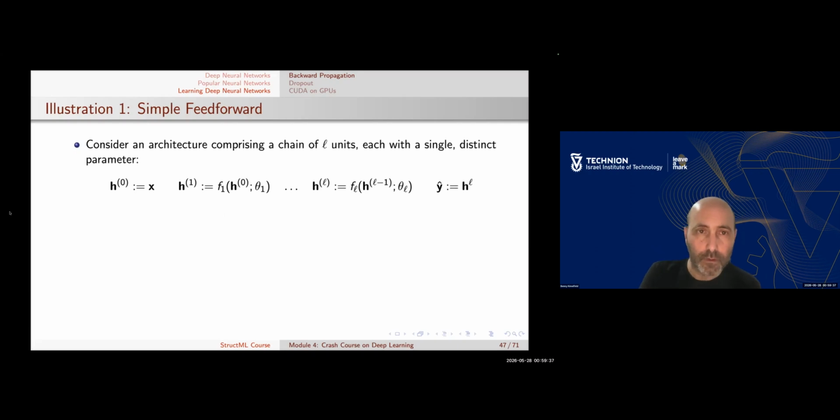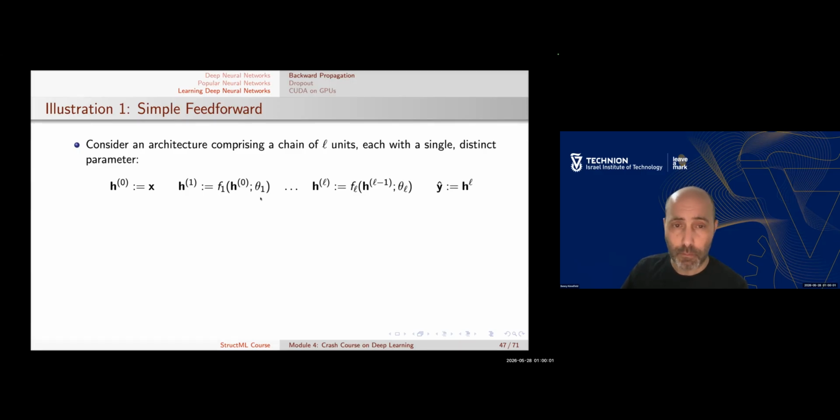Examples of backward propagation. And we're going to start with, well, we're going to see two examples. The first one is a very simple feed forward. Every layer is applied by applying a function f over the previous layer with one parameter per layer.